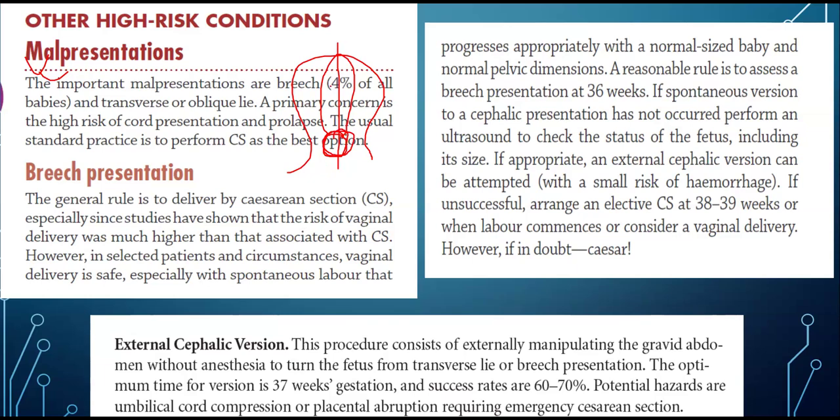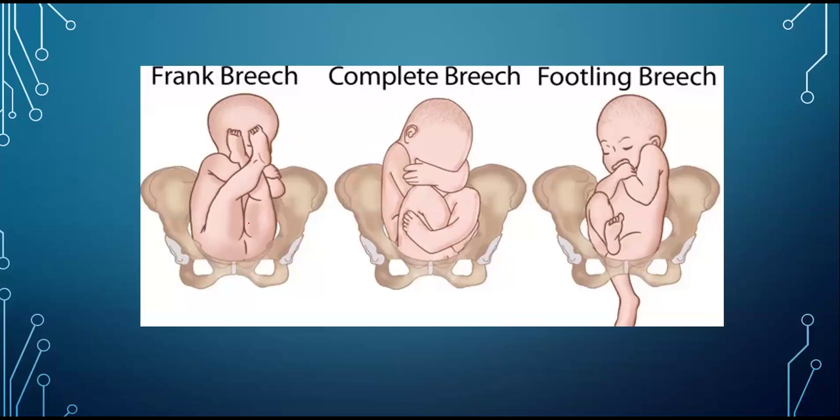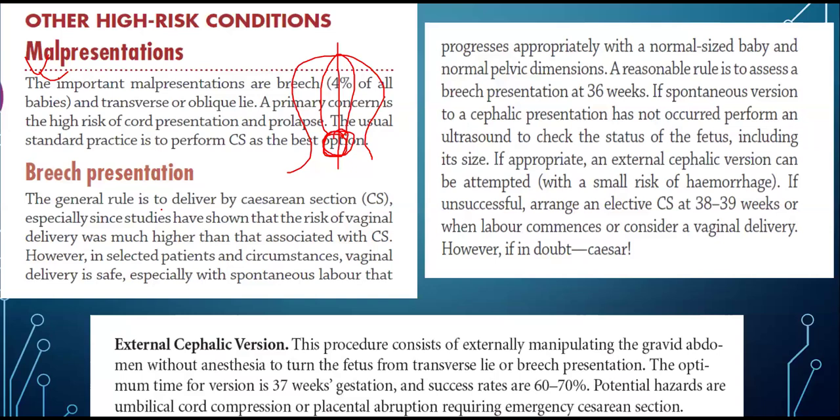But if it is the other way around, like if the position is like this, the bottom first and head on the top, that is called breech presentation. There are lots of breech presentation types which you can see here. General rule for breech presentation is C-section because it's very difficult that it will get into a vaginal delivery. But in very selective patients, vaginal delivery is safe. But that will be only done by an obstetrician.